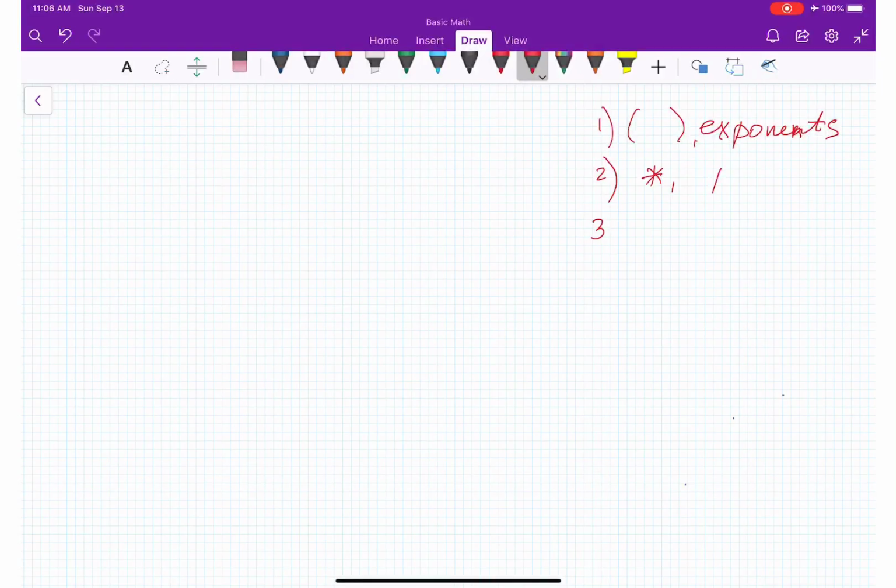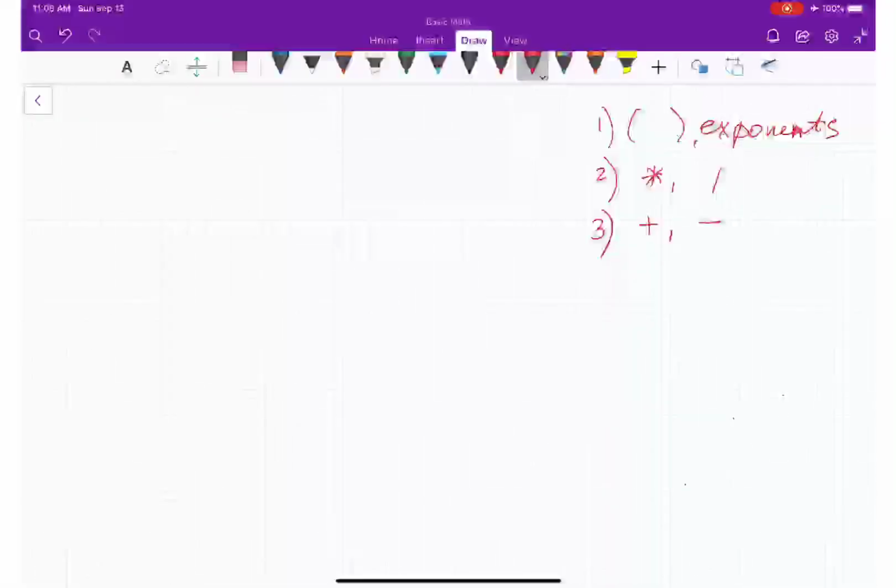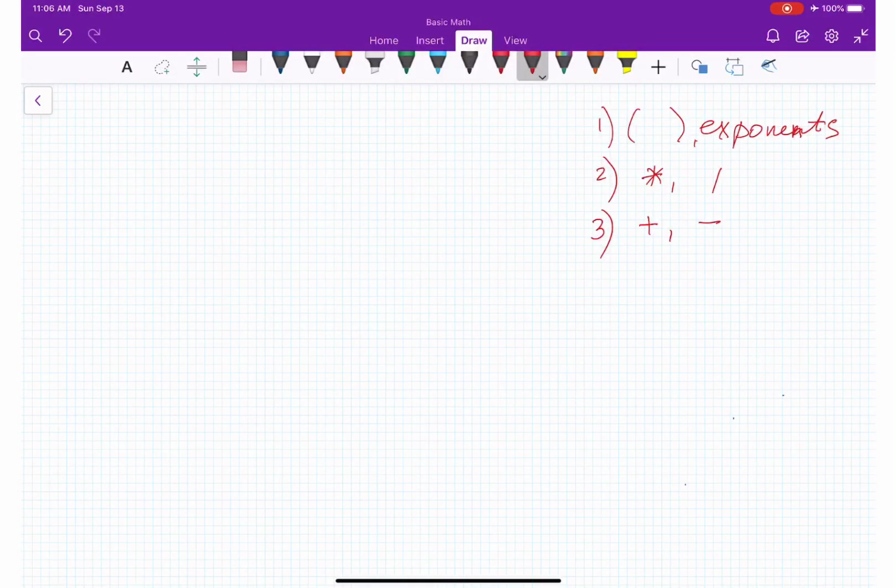Number 3, addition and subtraction. Between addition and subtraction, there is no competition, whichever comes first. If first comes addition, we do addition. If first comes subtraction, we do subtraction. Let's start solving problems.